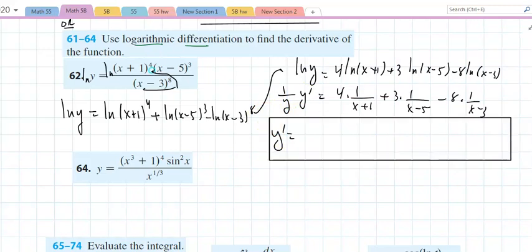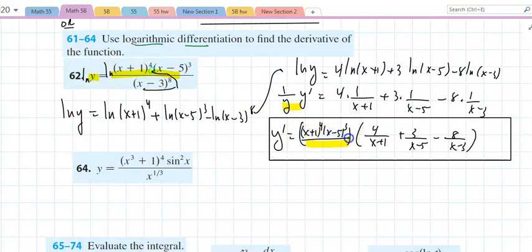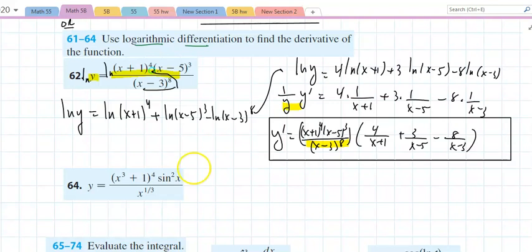If you multiply by y both sides, wouldn't y equal the initial? Isn't that (x plus 1) to the 4th, (x minus 5) cubed over (x minus 3) to the 8? And that would be my answer. So, there it is.